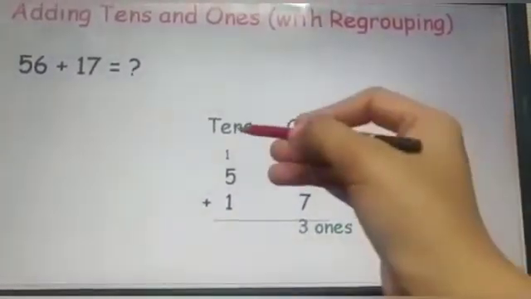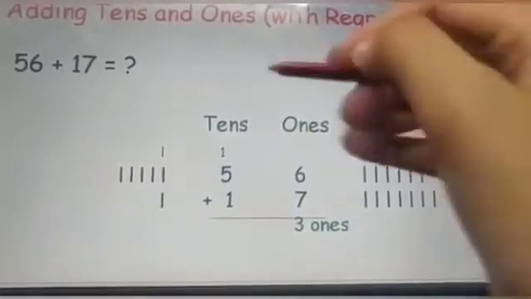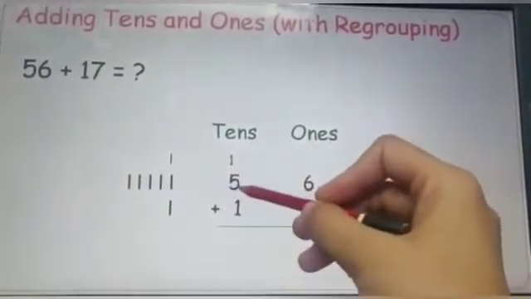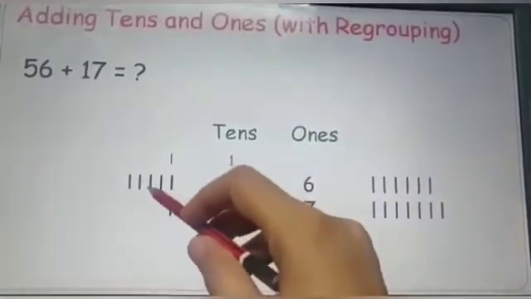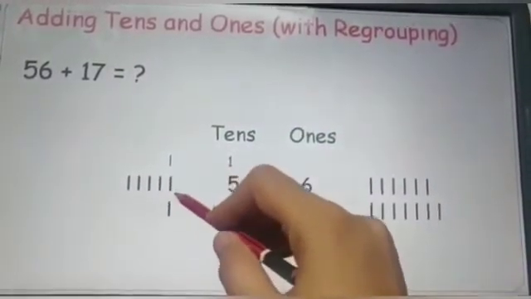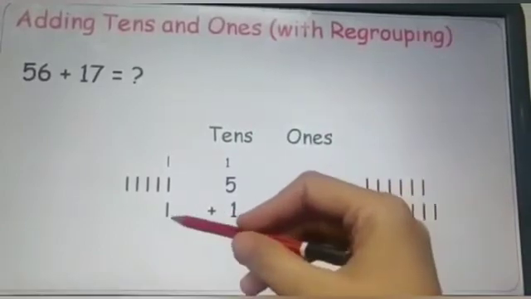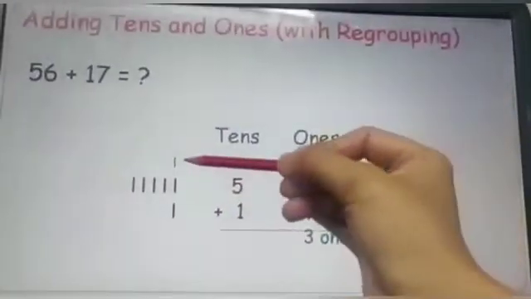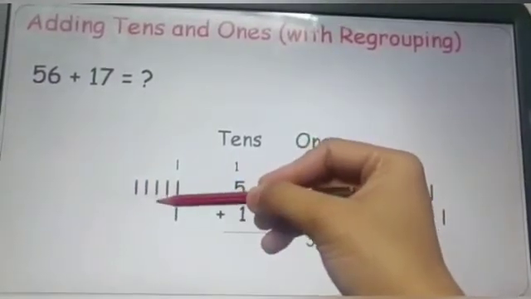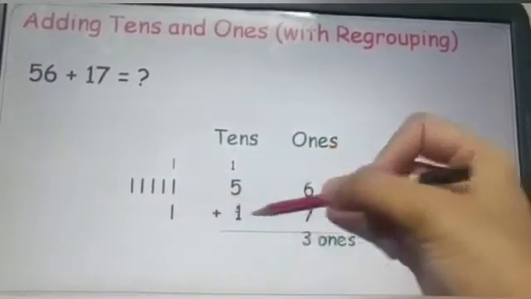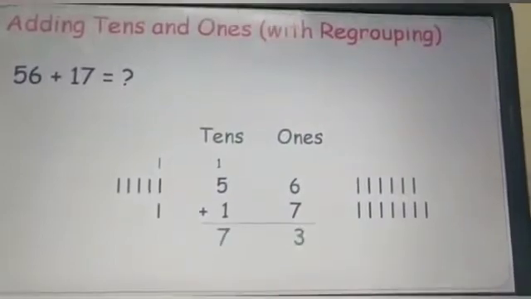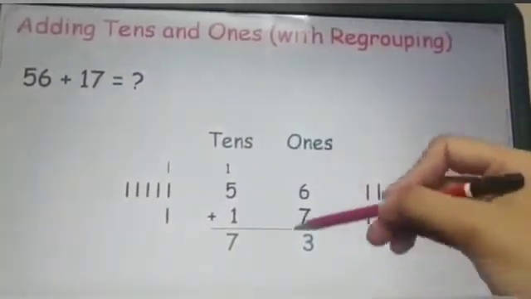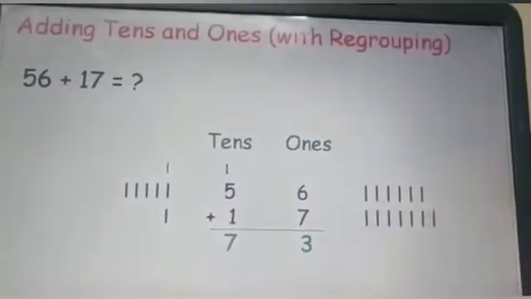Now I'll start with the tens digit. For this 1 ten, 1 vertical line. For this 5 tens, 5 vertical lines. 1, 2, 3, 4, 5. For this 1 ten, 1 vertical line. Again, I'll count all these vertical lines. 1, 2, 3, 4, 5, 6, 7. So I will write 7. So 7 tens, 3 ones make 73.